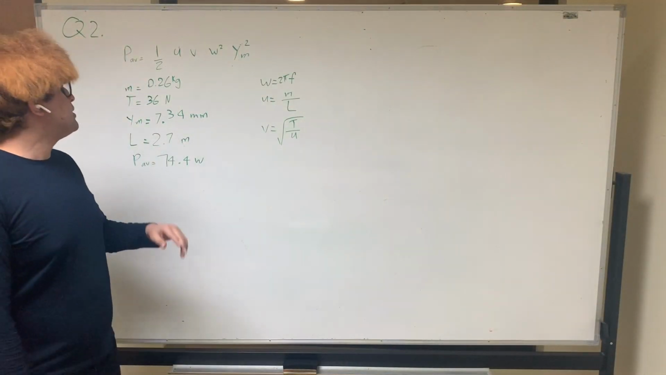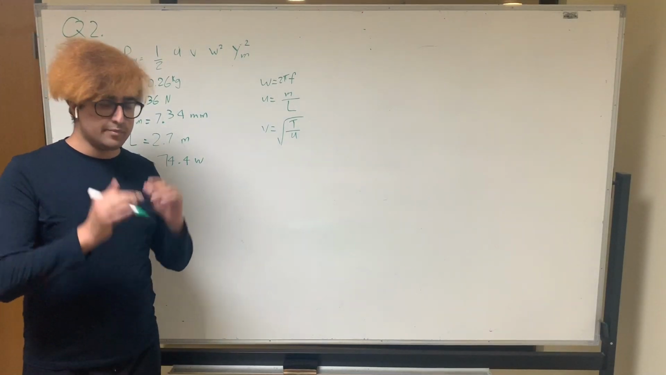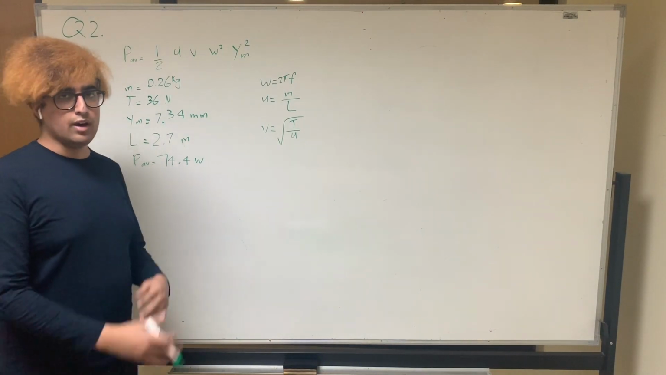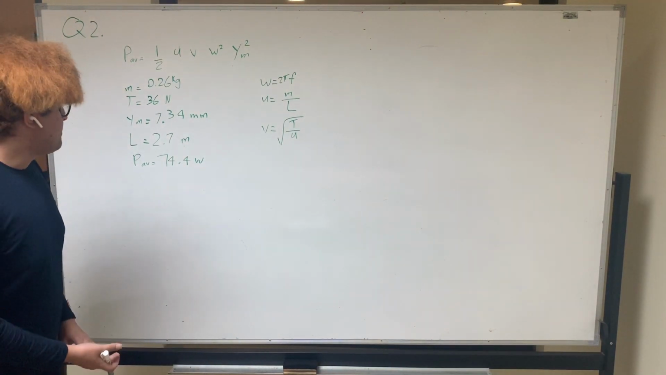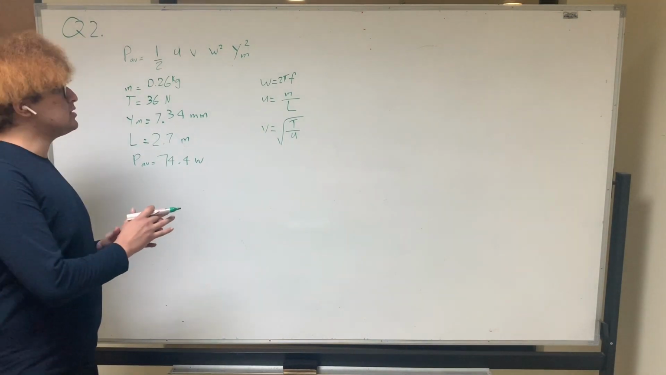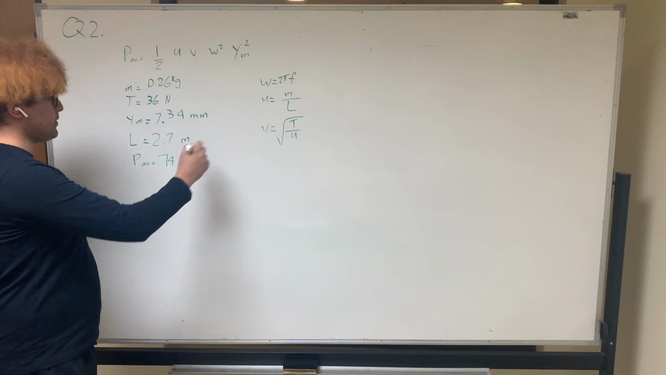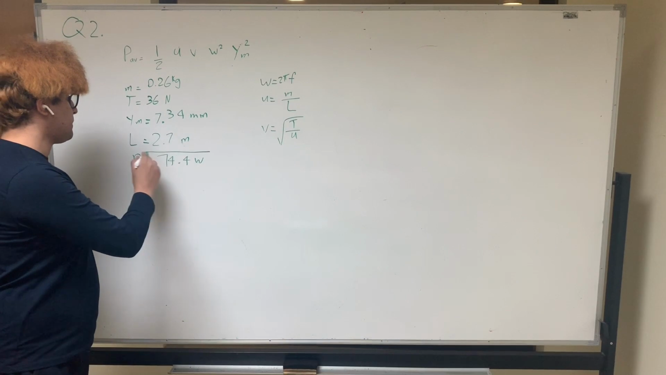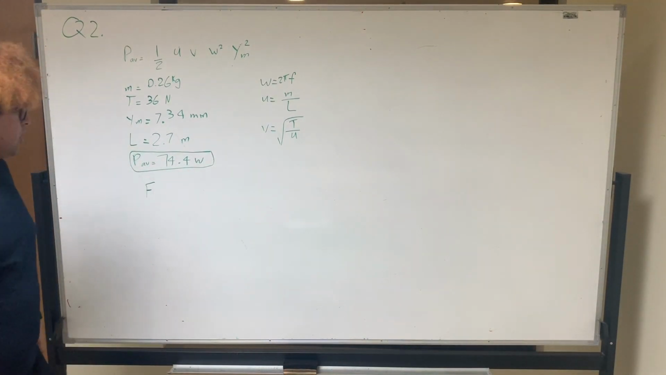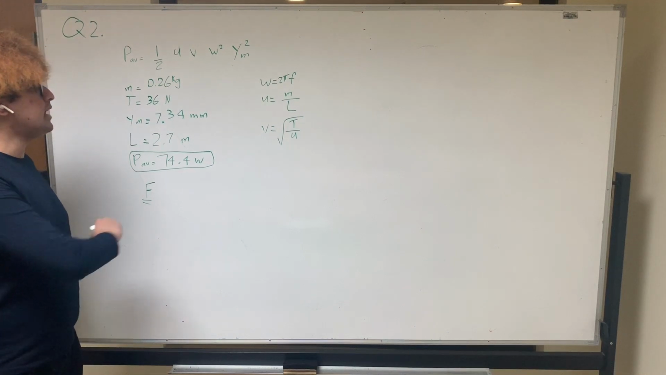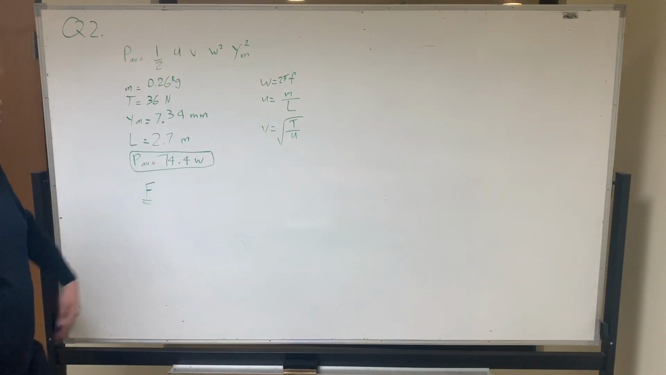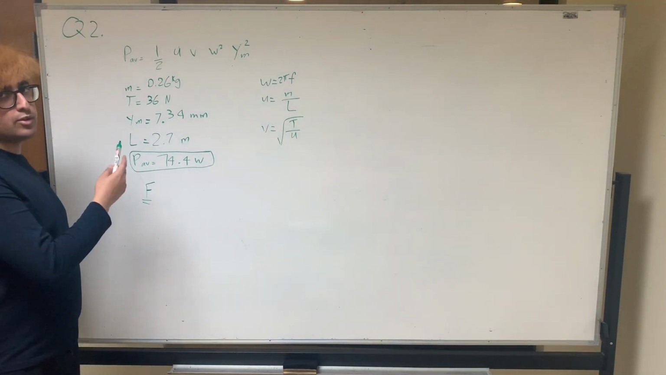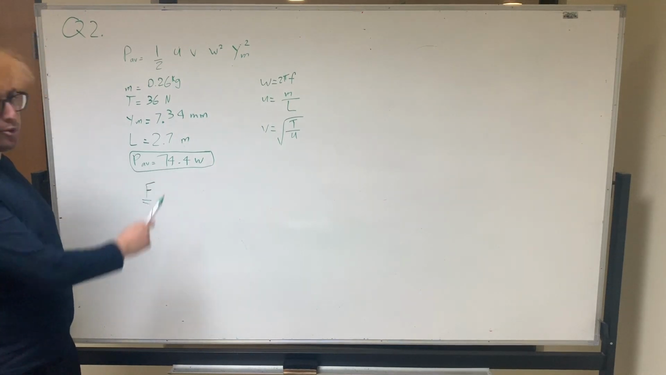Okay, so problem number 2 is a little bit more complicated, but it's still easy. We haven't got into the hard problems yet. The problem is asking to find the frequency of a wave in order to generate this amount of power. So we're solving for f, the frequency, not the angular frequency. And we know that frequency and angular frequency are related by this equation.